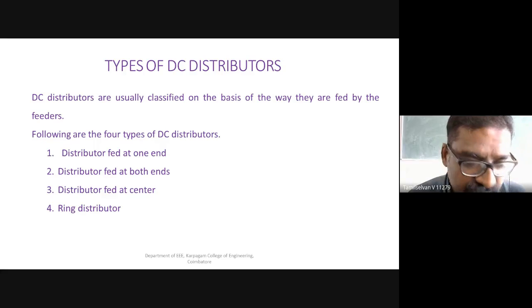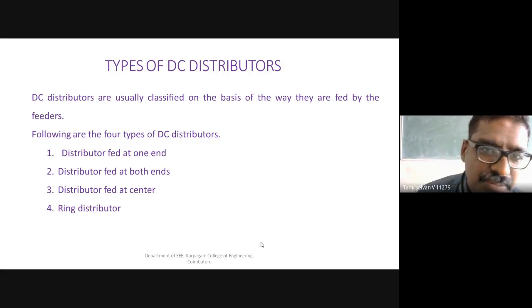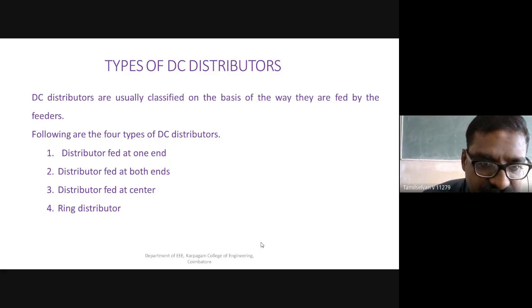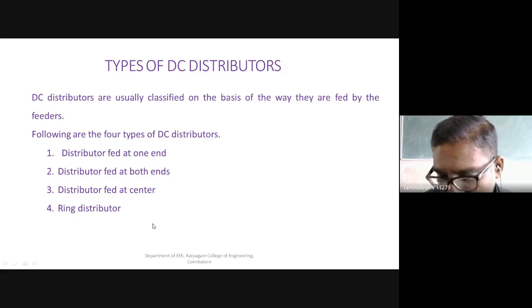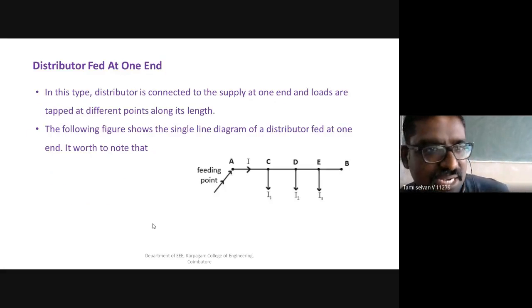That law is very important for analyzing your distribution system. So here I have taken the following distribution systems: fed at one end, fed at both ends, fed at the center, or ring distributors.